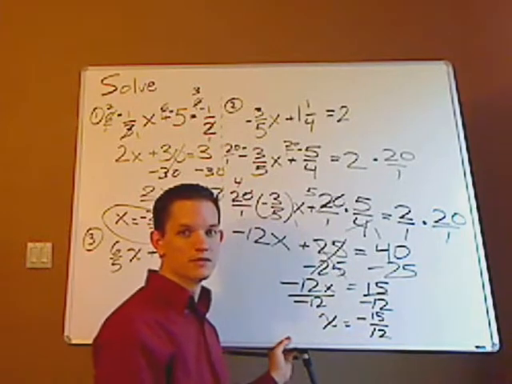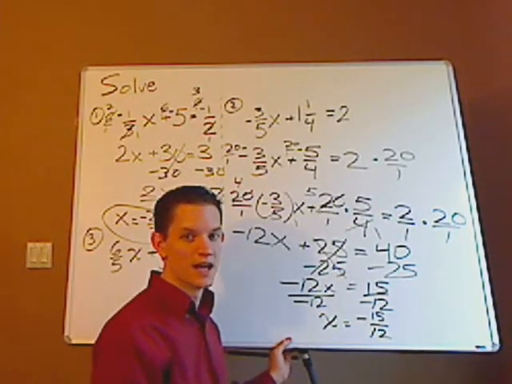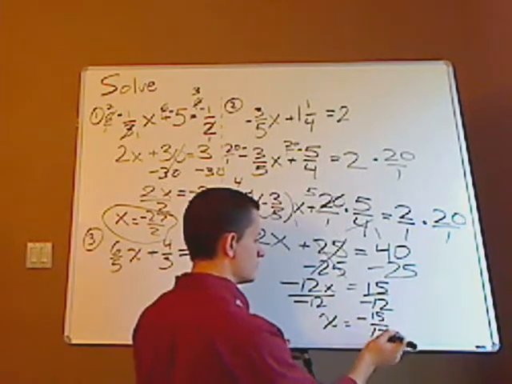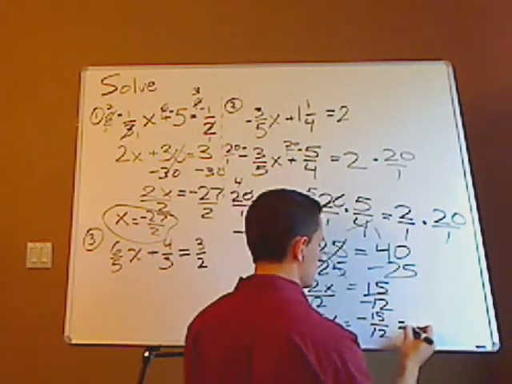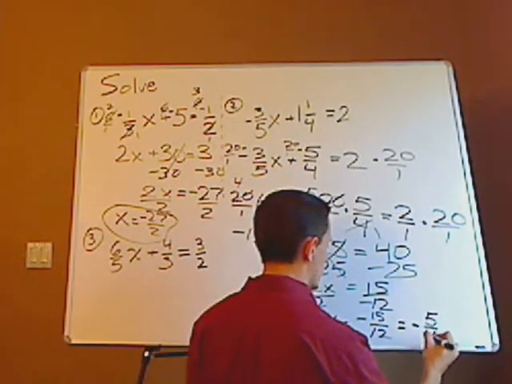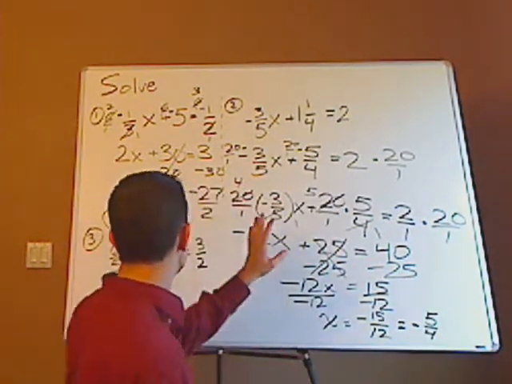But then you can simplify that. Both of them are divisible by 3. Right, so you divide the top and the bottom by 3. So you get negative 5 over 4. So that's how you do this problem.